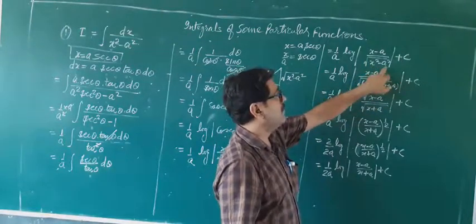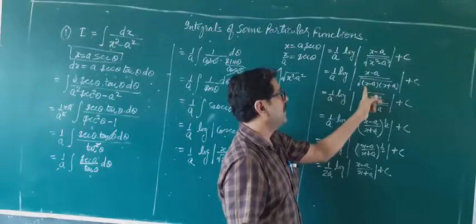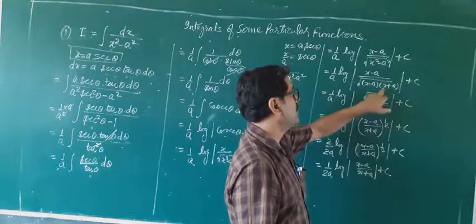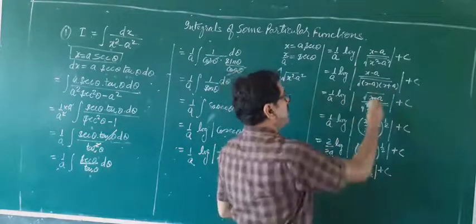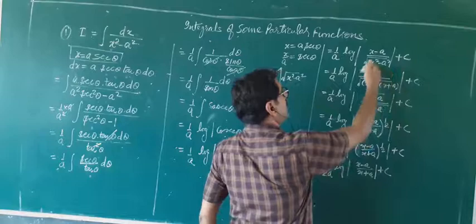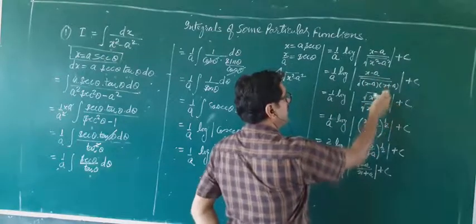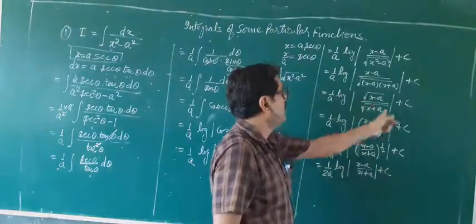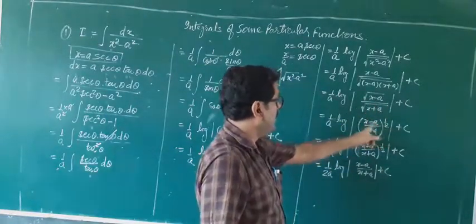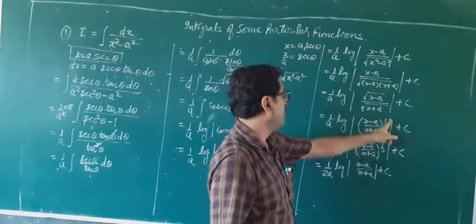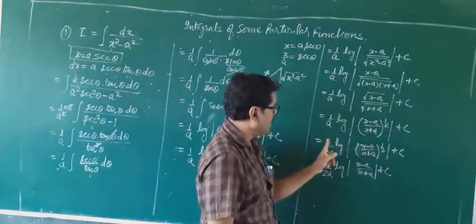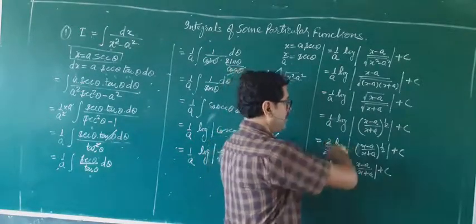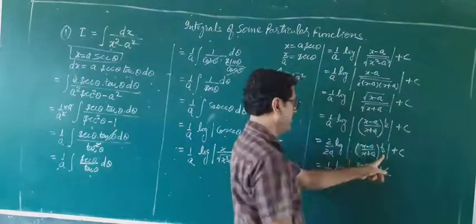We break x square minus a square as x minus a and x plus a. So x minus a cancels, and we use root of x minus a upon root of x plus a, whole to the power 1 by 2, so x minus a upon x plus a whole to the power 1 by 2. We multiply it by 2 and divide by 2, so this 2 is used as 1 by 2 into 2, meaning power.